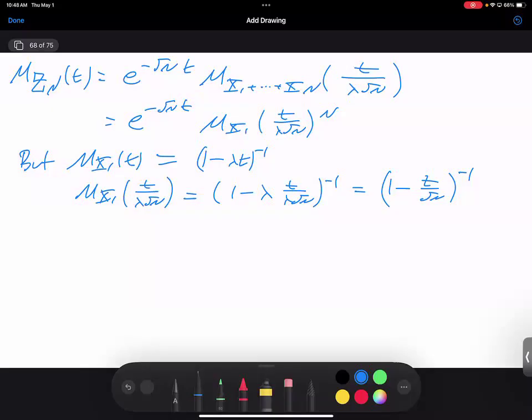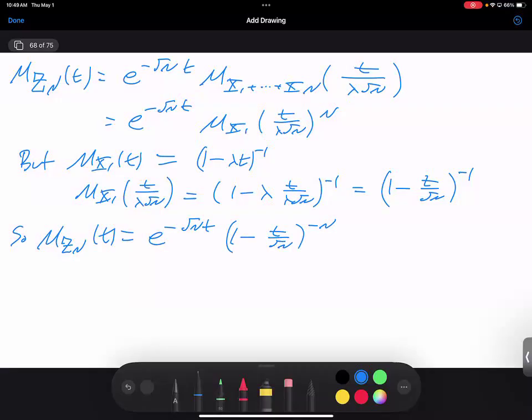So if you think about it, what are we doing? We're evaluating the moment generating function at t over essentially square root of n. We're evaluating the moment generating function really close to 0, so it should be really close to 1. However, we're raising it to the nth power. So if you have something that's a little bit less than 1 and you raise it to a huge power, it could now become a lot less than 1. That's where things get interesting. So the moment generating function of Zn of t is e to the negative root n t, times 1 minus t over root n to the negative n.